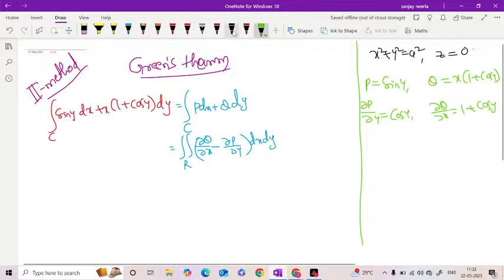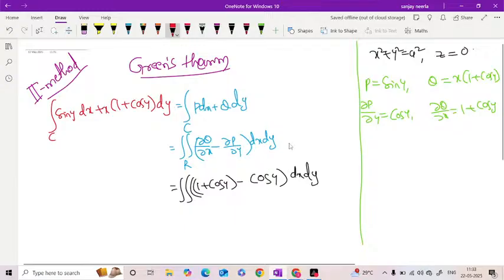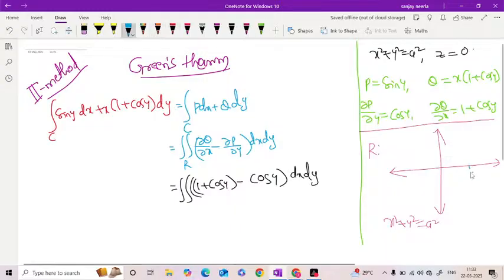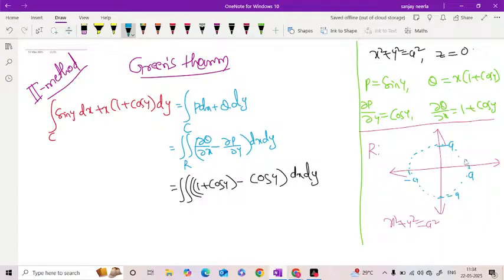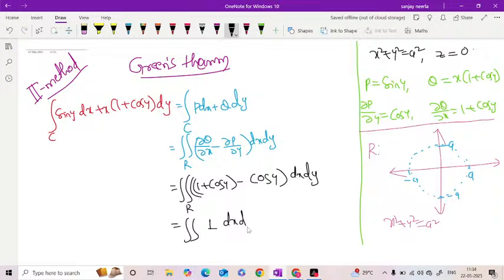Now substitute. After substituting, we get the double integral over R of ((1 plus cos y) minus cos y) dx dy. But what is our path here? That means, what is our region? This is the circular region x square plus y square equals a square. That means the right end is a, the left end is minus a, the top end is a, and the bottom end is minus a. This is our region R. Now in the double integral the cos terms cancel, and we get 1 dx dy over R.